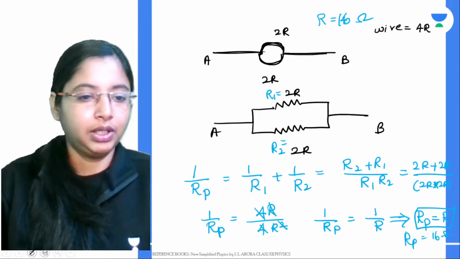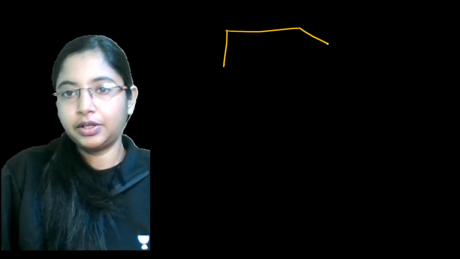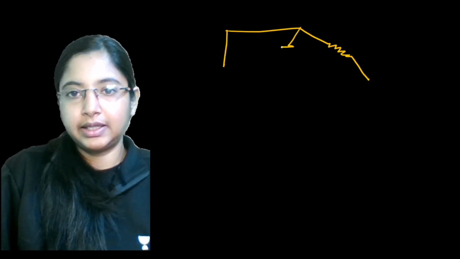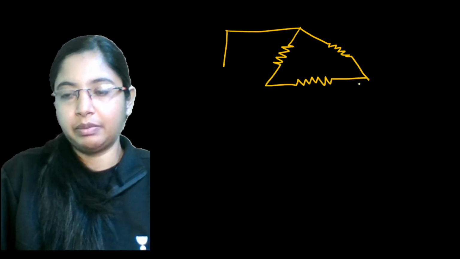Now let's try a few more numericals. After this, all we will be doing is only numericals. So if you have any questions, you can ask. Now let's say we have a circuit. The circuit is in such a form that there are resistors in these two arms, and there is a resistor in this arm as well.